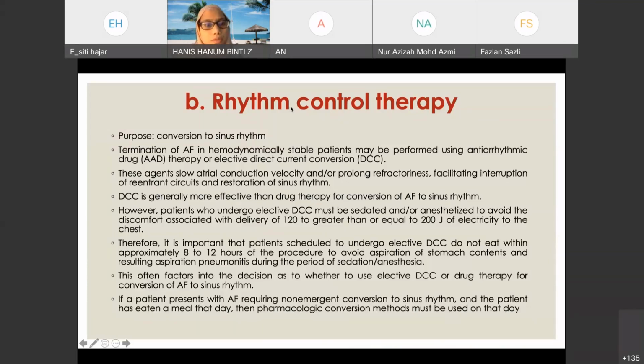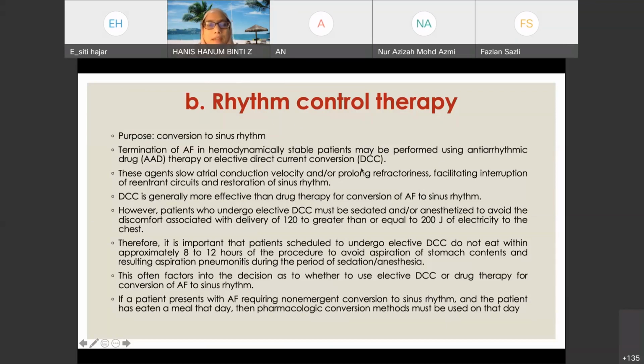Moving on to rhythm control therapy. So why do we need to use rhythm control therapy? The strategy is to convert to sinus rhythm. So remember what I said earlier in this lecture. If the rhythm is not good, you want to convert back to sinus rhythm, you can use the rhythm control strategy. This can be done with drugs, with antiarrhythmic drugs, or you can do it with elective direct current cardioversion.